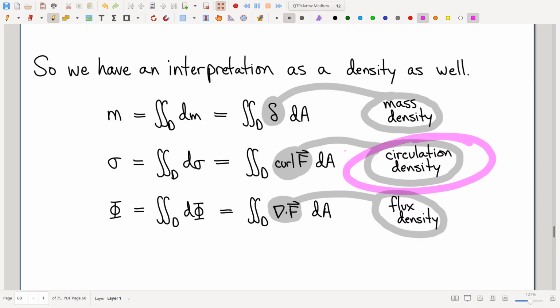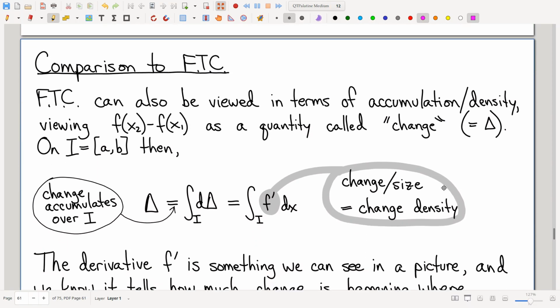Well, I don't know if y'all are familiar with the term vortex, but it means something that's rotating. It's also a really cool term. Personally, I like the term circulation density a little bit better, but be aware of the term vorticity. Okay. All right. Moving along.